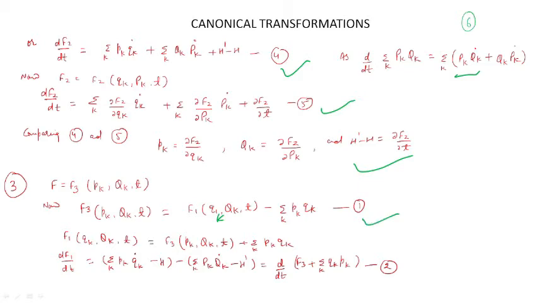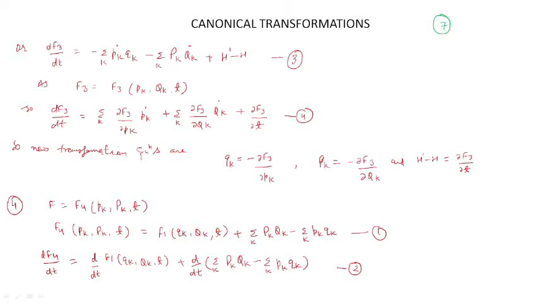Now here F1 of small qk, capital Qk and t can be written as F3 of small pk, capital Qk and t plus sigma k small pk qk. Now if we differentiate this equation with respect to time, then we have sigma k pk qk dot minus h minus sigma k pk qk dot minus h dash, and this will be equal to d over dt of F3 plus sigma k qk pk. Let us say it is equation number 2, because we know that dF over dt is equal to your term L and your term L dash.